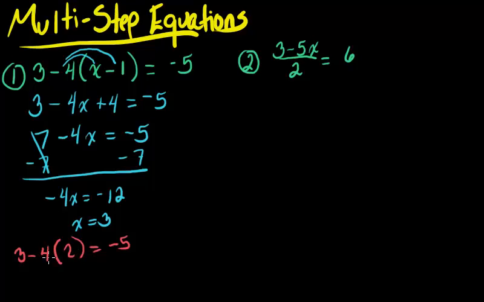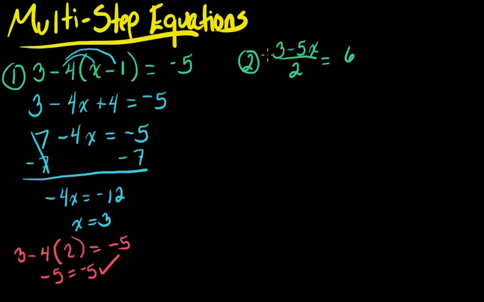Remember your parentheses, your order of operations. 3 minus 4 times 2 is not 3 minus 4 times 2 done left to right. Your multiplication comes first. 4 times 2 is 8. 3 minus 8 is negative 5. And negative 5 equals negative 5. So that checks.